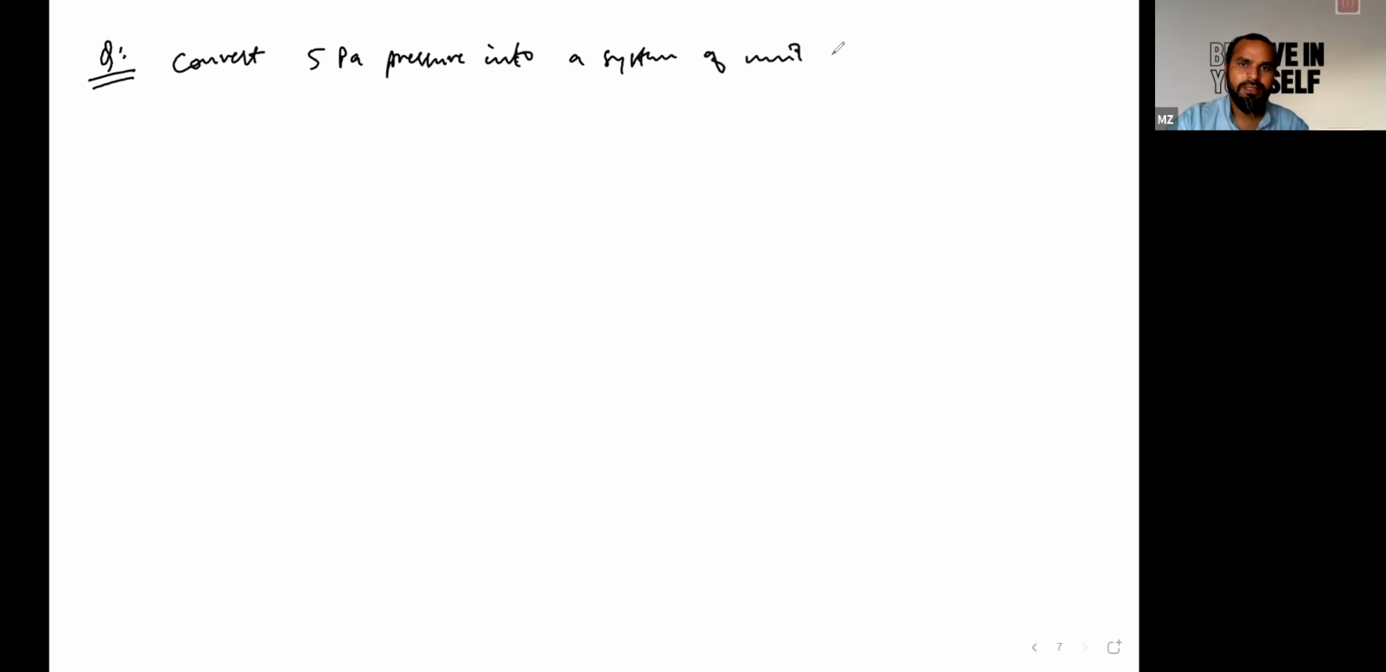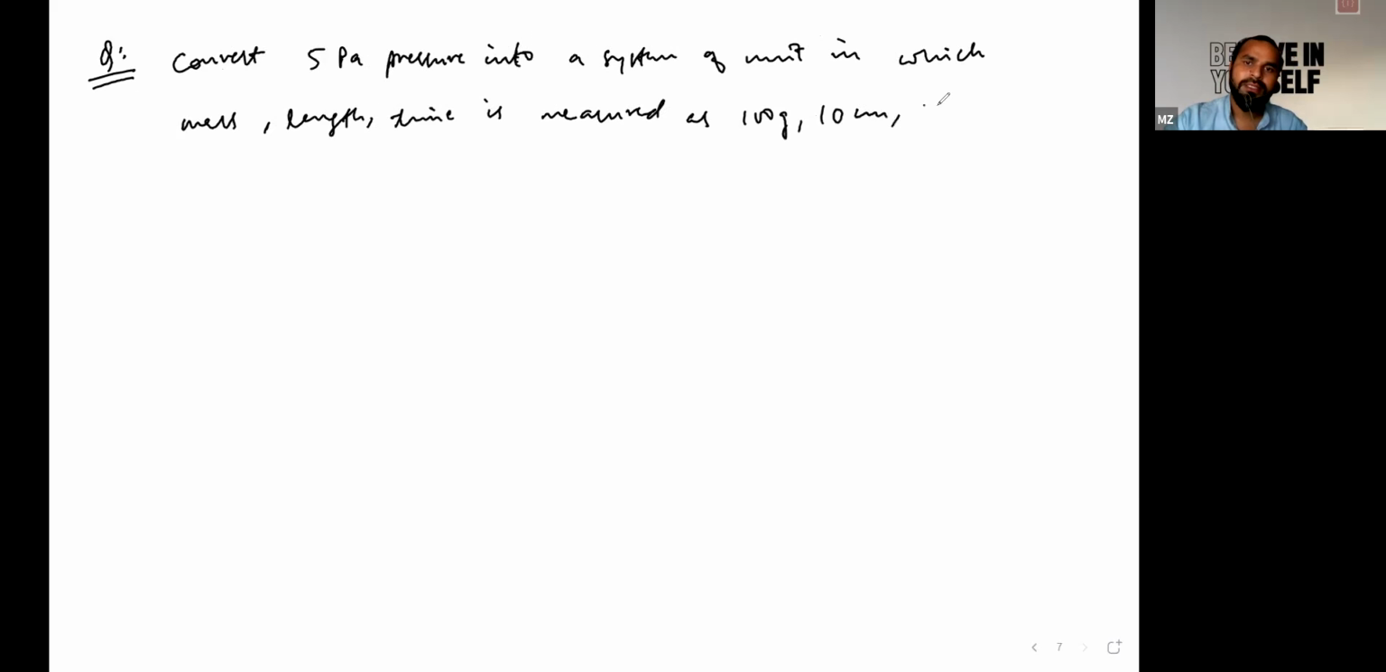Let me give you one twisted problem. If you have to convert 5 Pascal pressure into a system of unit in which mass, length, time is measured as 100 gram, 10 centimeter, 10 second, respectively.